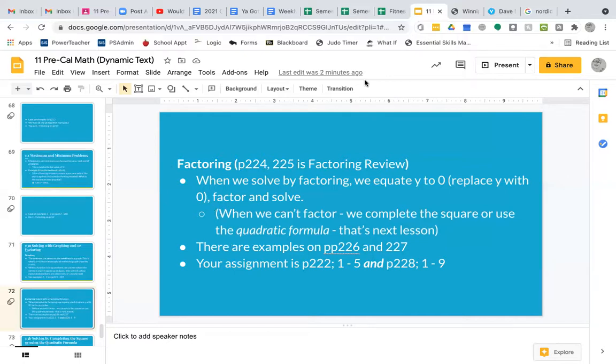Let's just get to the examples. All right. Examples, where are we starting? Page 226. Okay, page 226, numero uno.